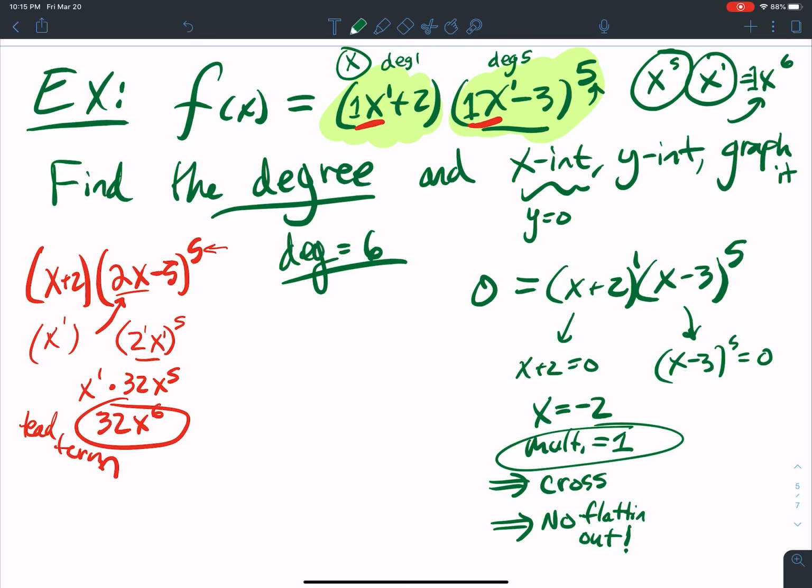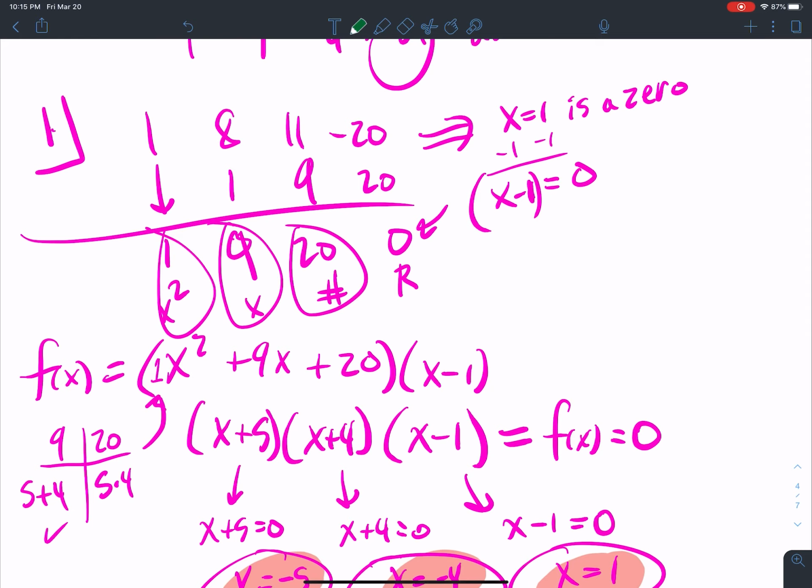Okay, no flattening out. Now for the second one, I'd take the 5th root, both sides. 5th root of 0 is still 0. So x minus 3. That means x is equal to 3. That's the 0. My multiplicity here is equal to, well, how many are there? There's 5 of them, so there's 5 copies.